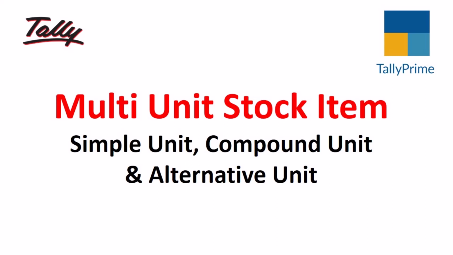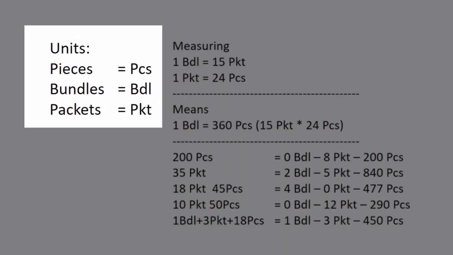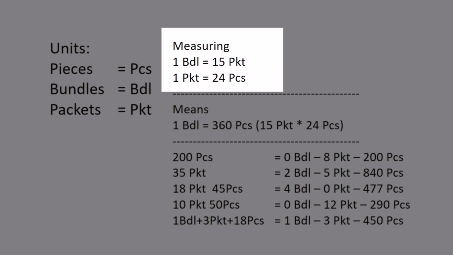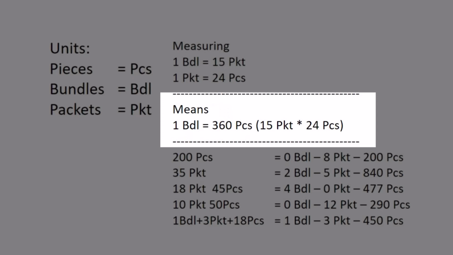Multi-unit stock item model. It has a simple unit, compound unit and alternate unit for a single stock item. It means pieces, bundles and packets. For example, a bundle has 15 packets and each packet has 24 pieces. So one bundle is equal to 360 pieces. It means 15 packets into 24.